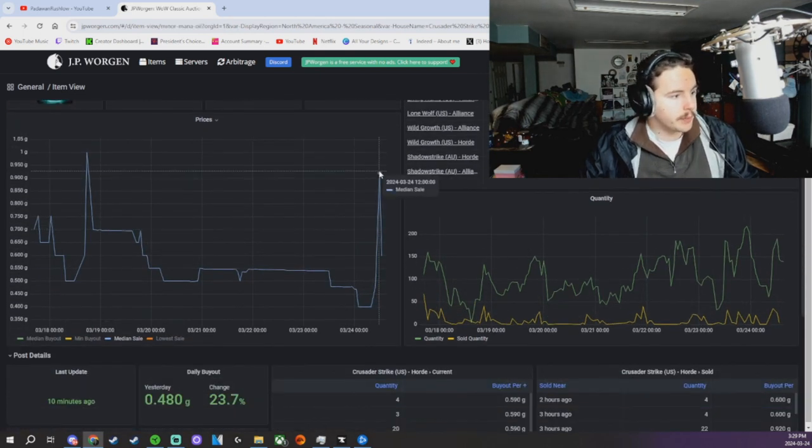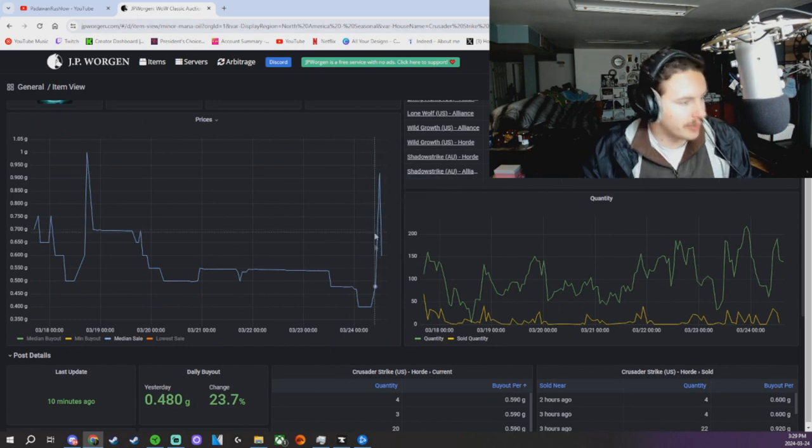See, it spiked up. People needed some for some reason. It was, damn, 90 silver. I think that's a mass buy.